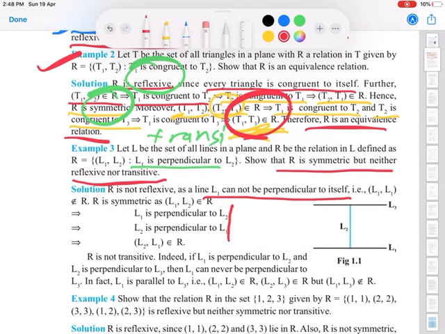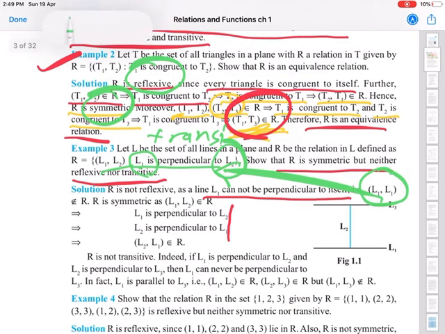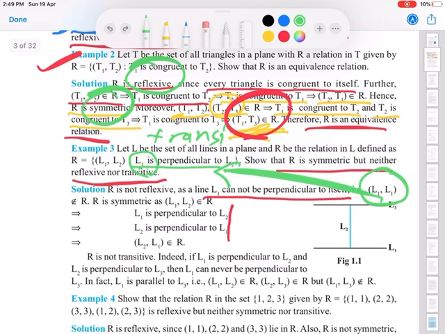We have already shown that it is not reflexive because no line can be perpendicular to itself. For it to be reflexive, (L1, L1) should belong to the relation, but that is not happening because L1 cannot be perpendicular to L1 itself. So (L1, L1) will not belong to the relation. Therefore this relation is not reflexive.